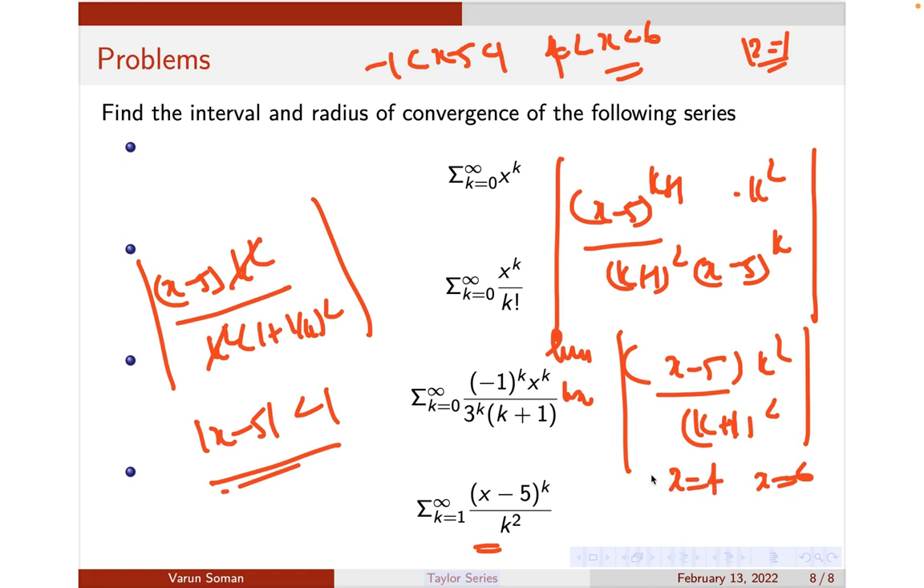When x is equal to 4, you will be getting the series as minus 1 raised to k by k square. This is convergent by the Leibniz test. We have seen it before. When x is equal to 6, you will simply get 1 by k square, which is the p series with p equal to 2. That will also be convergent. So your interval of convergence would be simply this one. Please try to do it by yourself.